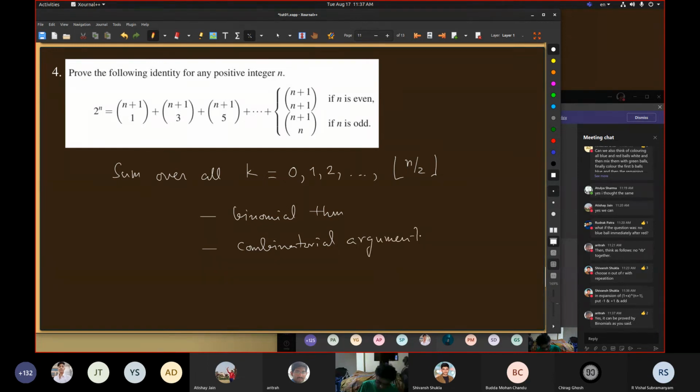Okay. And there may be other proofs also. That is about these permutations and combinations.